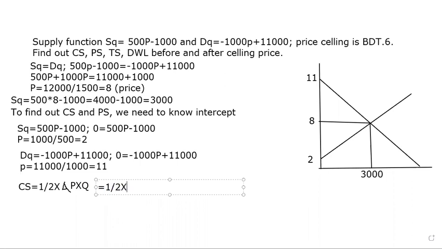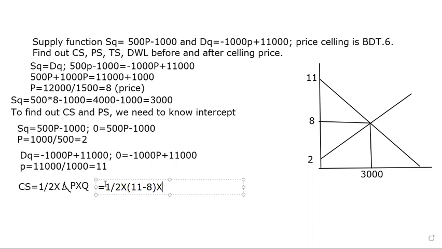Then put delta P, that means 11 by 8. Whatever is higher should come first, and the lower should come last. Then 11 minus 8 is 3. Delta, we can just put here 11 minus 8, cross. This is the delta P.